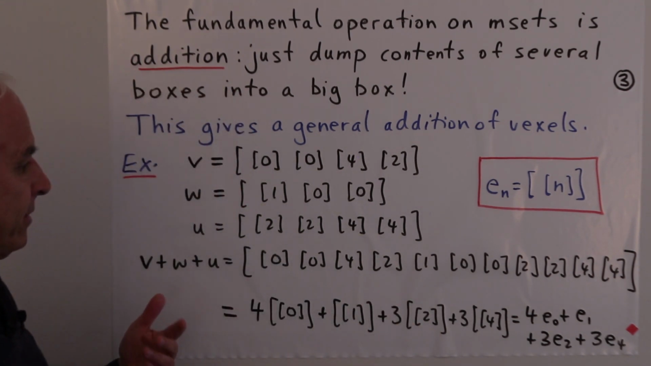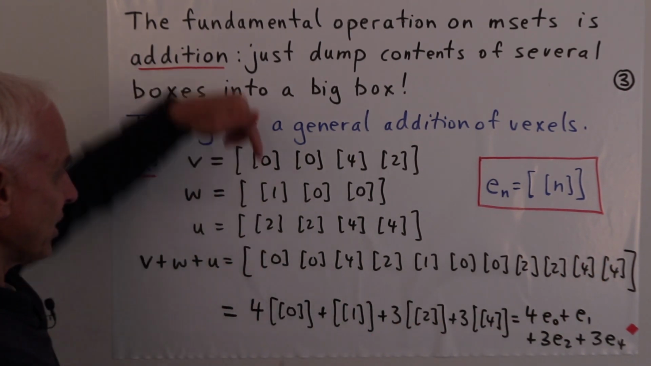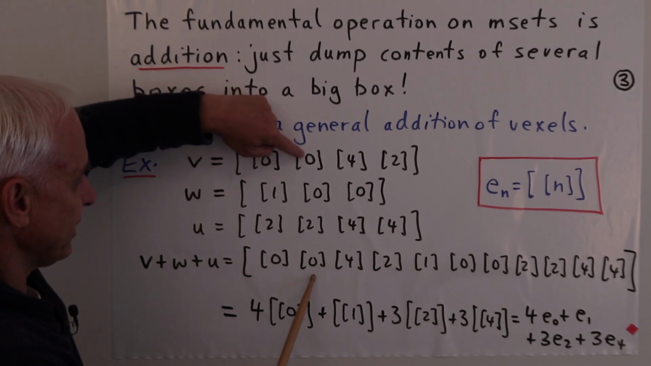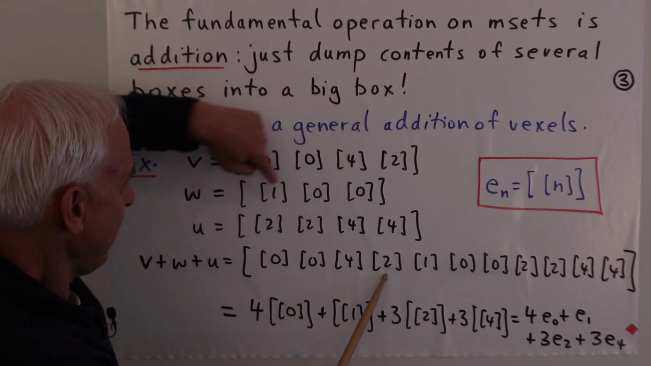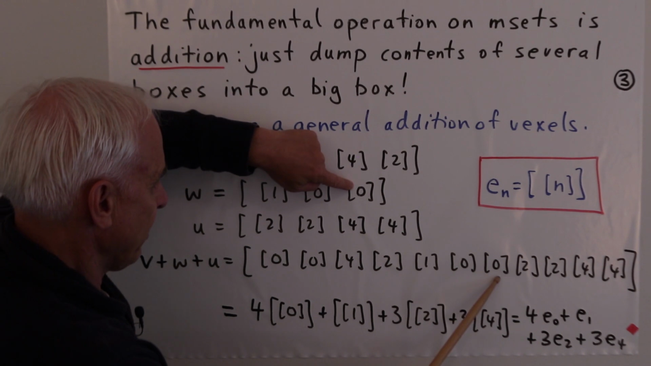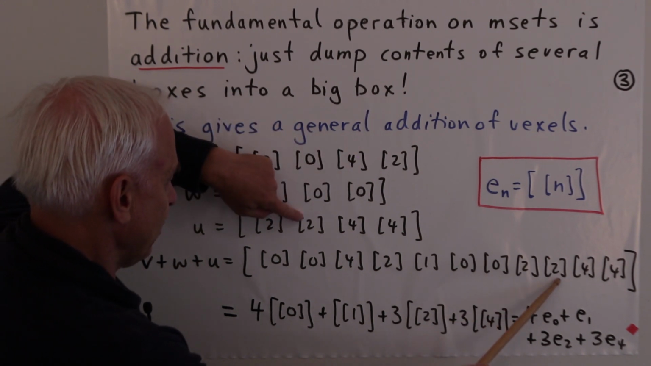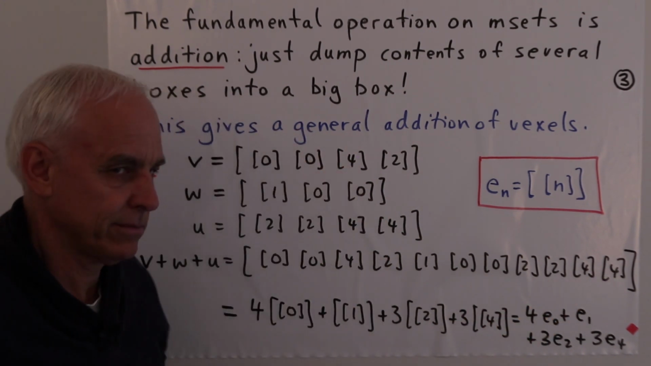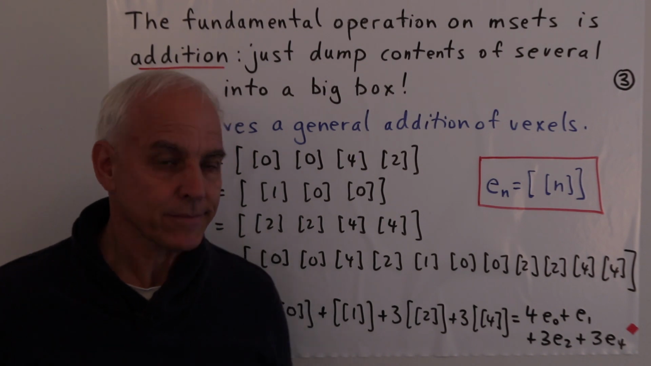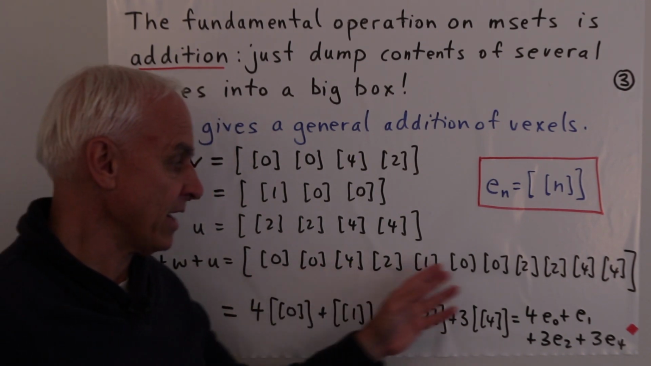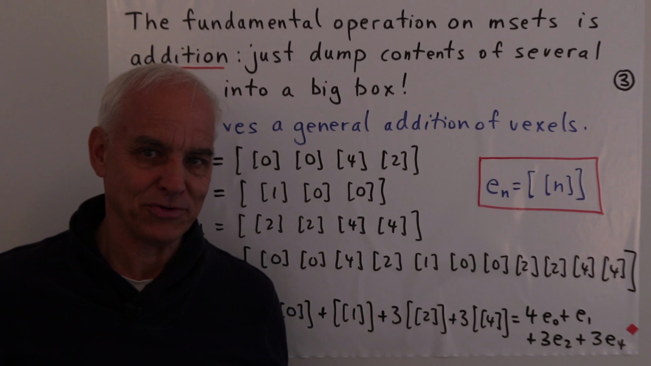So what do we get? Well, we get a big multiset which contains a 0, a 0, a 4, a 2, a 1, a 0, a 0, a 2, a 2, a 4, and a 4. There's no special need to organize anything because multisets are intrinsically unordered.